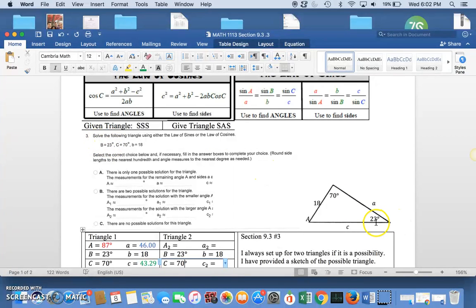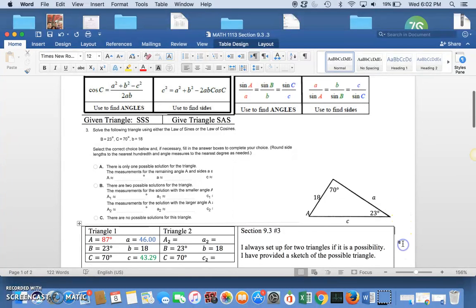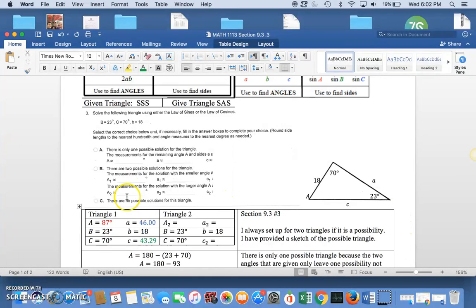Angle B was 23. Side B was 18. Remember, they're across from each other. Angle C is 70, side C, and we don't know angle A or side A. I've got it set up like you might have more than one possible triangle, so I kind of dictate that that's a possibility by doing the two triangles. The red, blue, and green colored things are things that I have found.